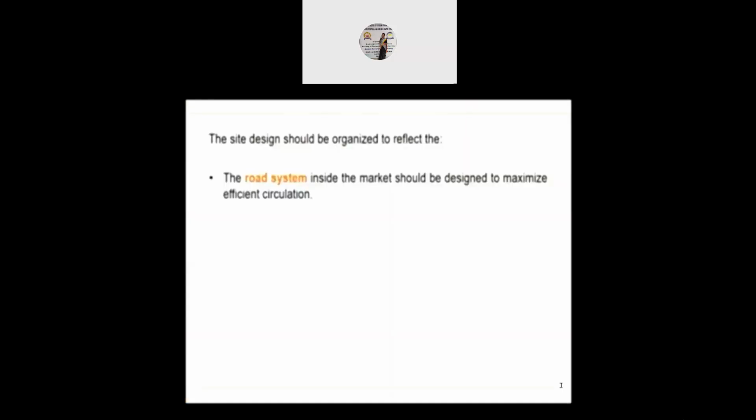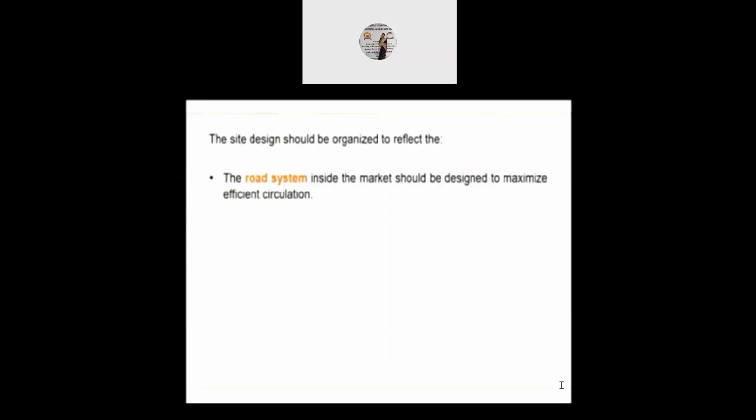The site design should be organized to reflect the road system inside the market, which should be designed to maximize efficient circulation. So when you start your site planning, you must make sure of your main roads: from your main roads, how the crowd is going to come inside the market, how your crowd is going to get distributed to various places, and how they are going to go out. So this comes under road systems. This is addressed within the site.